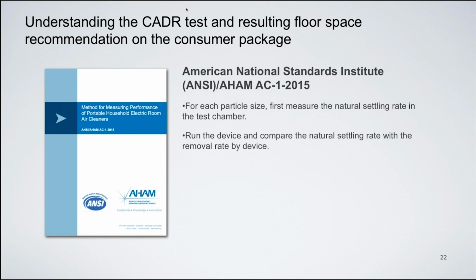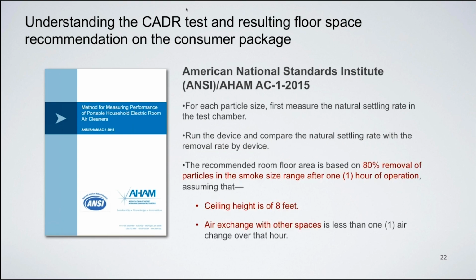And then the next thing that you do is you regenerate the concentration and then run the air cleaning device. And then the rated removal rate of the device is the difference between the settling rate and the rate achieved in the chamber when the device is actually operating. So you take a baseline and then you measure the improvement above the normal settling.